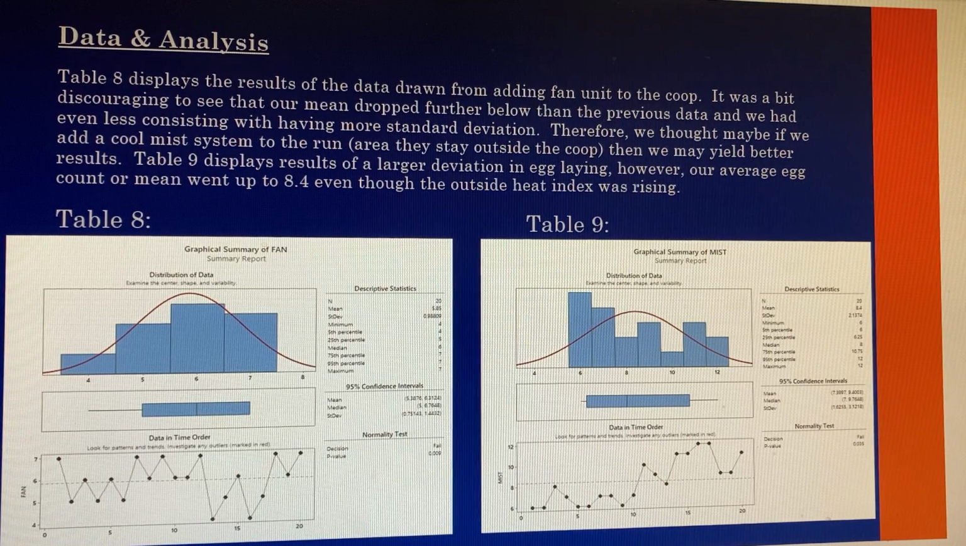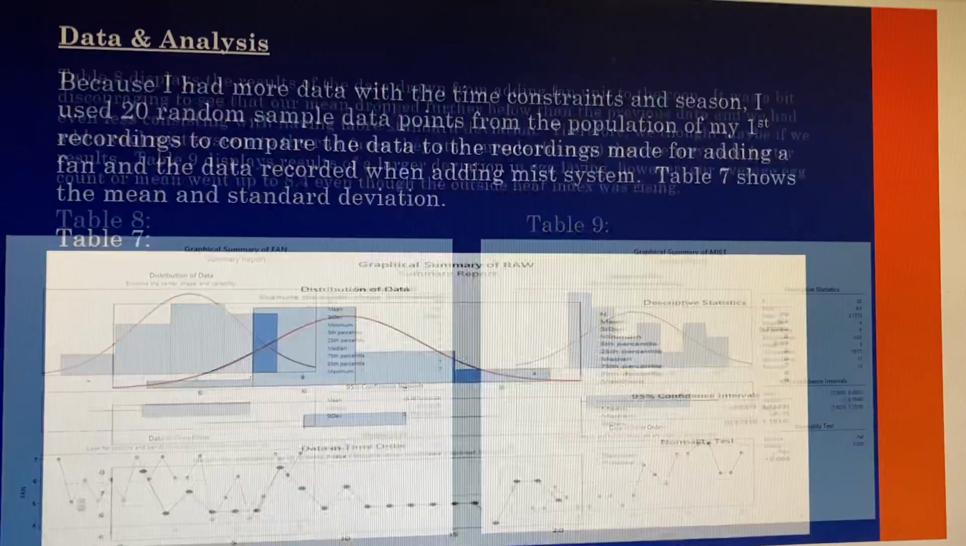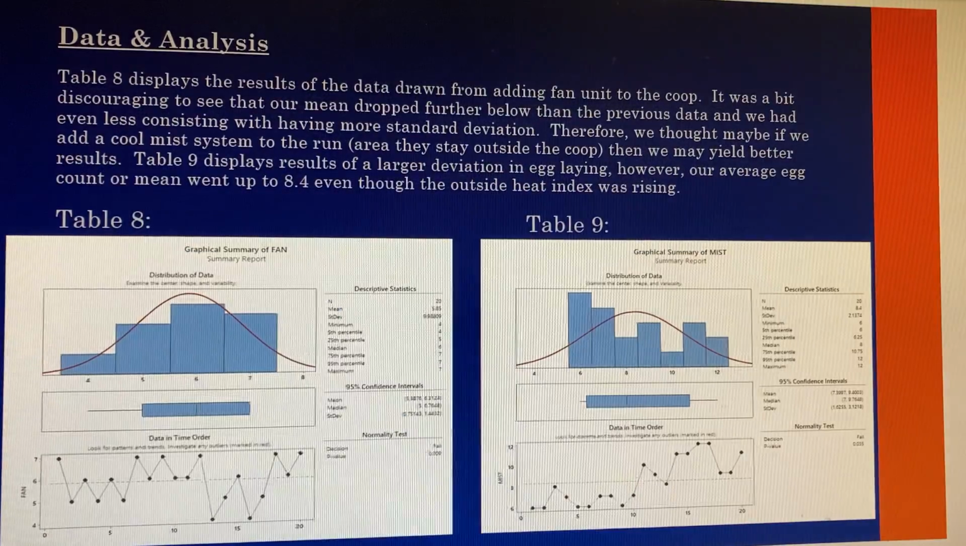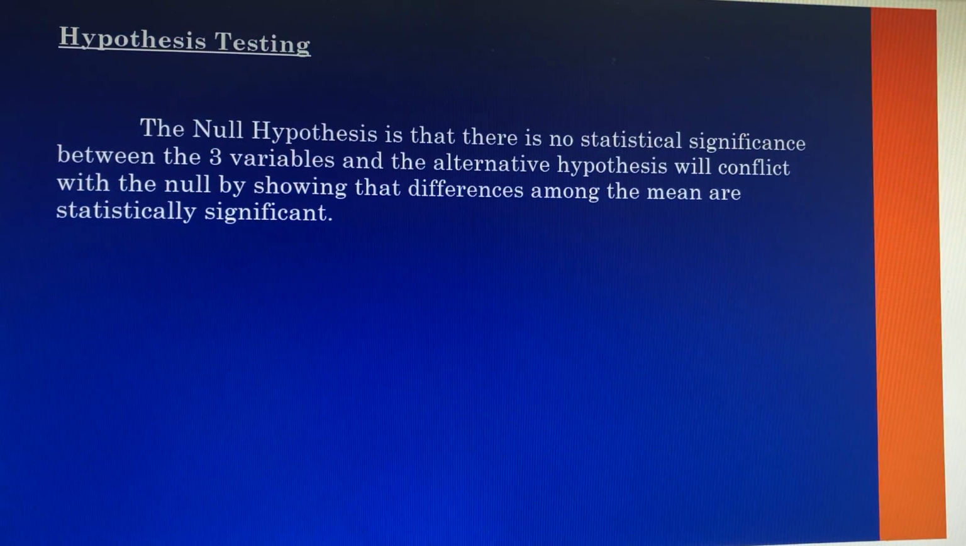It says here that it was a bit discouraging that our mean actually dropped further whenever we added the fan. So we were thinking maybe there's other factors. That's why we added the misting system. So we upped our average of eggs to 8.4 from a mean of 6.4 originally. So that was doubling, and it was getting hotter outside. So we knew that what we were doing was working.